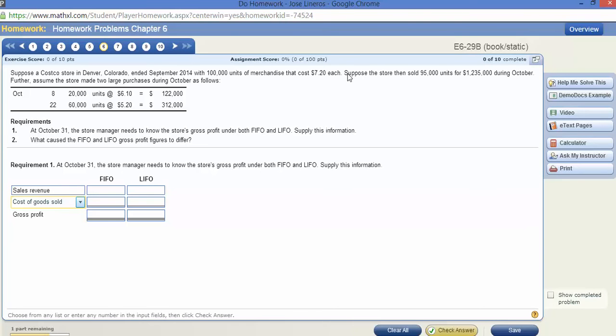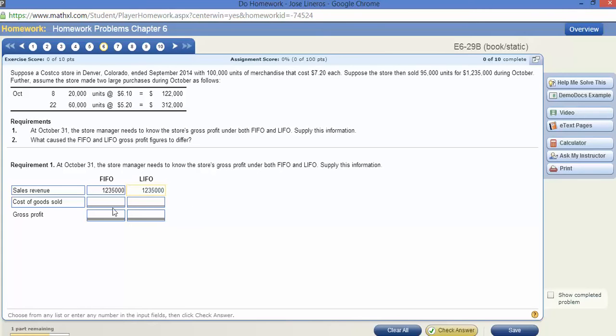It's given to you. It says the store sold 95,000 units for $1,235. So it tells you what it is, which makes it handy. You don't have to mess with it. Whether you're using FIFO or LIFO, whether first in, first out or last in, first out for what was sold, sales is the same. So we have 95,000 units for $1,235, and that takes care of the first line here.